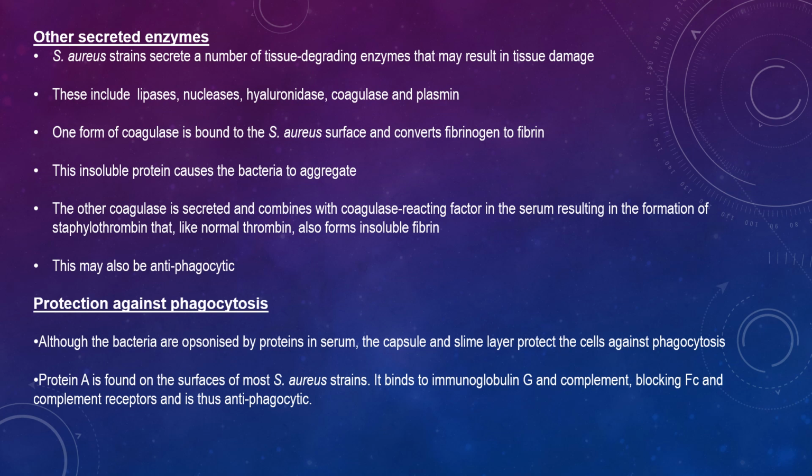So S. aureus strains produce other proteins involved in pathogenesis. For example, these bacteria have two mechanisms that protect them against phagocytosis by polymorphonuclear leukocytes and other phagocytic cells. Although the bacteria are opsonized by proteins in serum, the capsule and slime layer protect the cells against phagocytosis. Protein A is found on the surfaces of most S. aureus strains, and it binds to immunoglobulin G and complement, blocking Fc and complement receptors, and is therefore antiphagocytic.